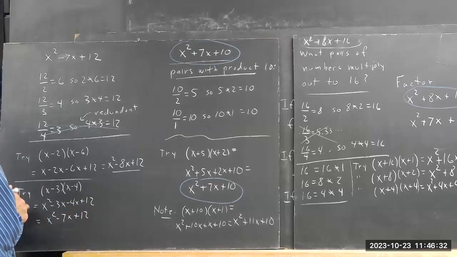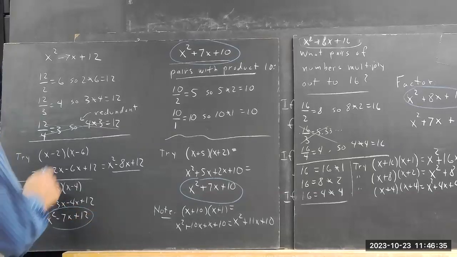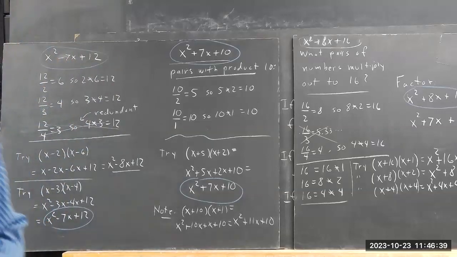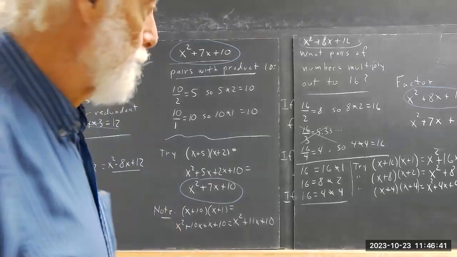That's x squared minus 7x plus 12. And there we got it. Okay. Now, all that works out nicely.